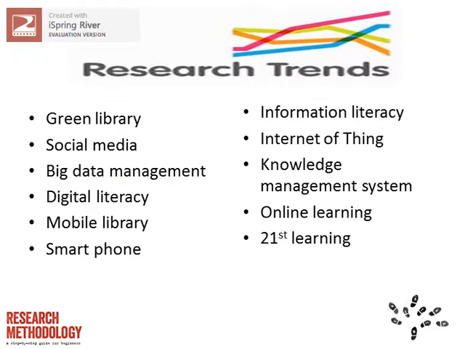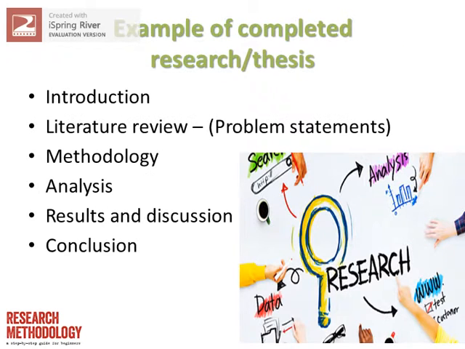So in information science, there are a few trends of research. For example, green library, information literacy, digital literacy, social media, Internet of Things is a big thing right now, big data too, mobile libraries, smartphones. These are the trends of research in information science.